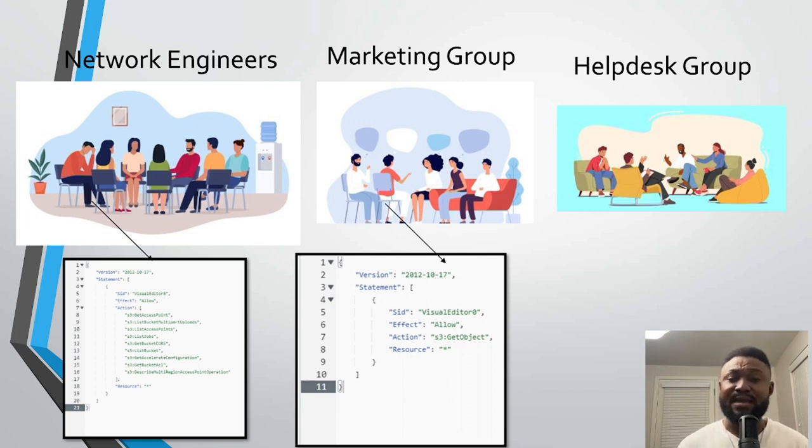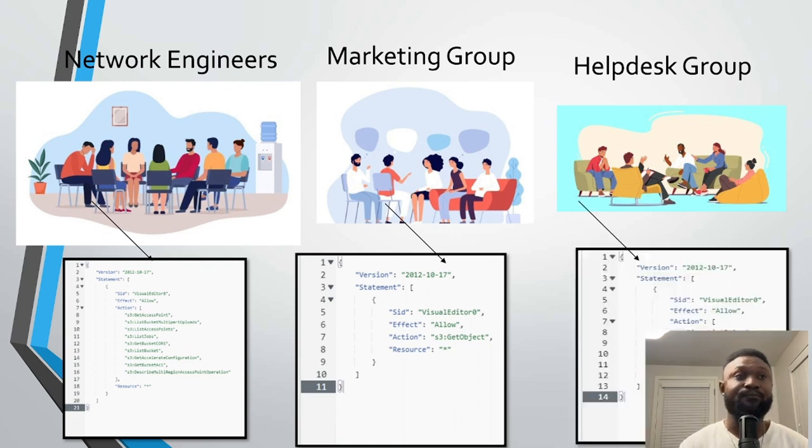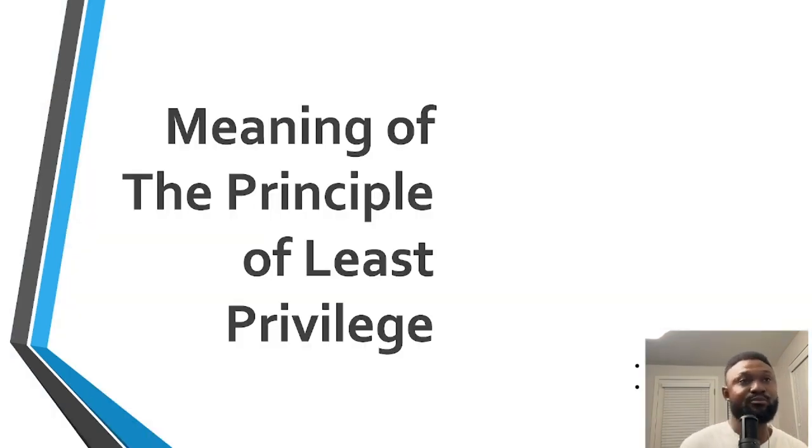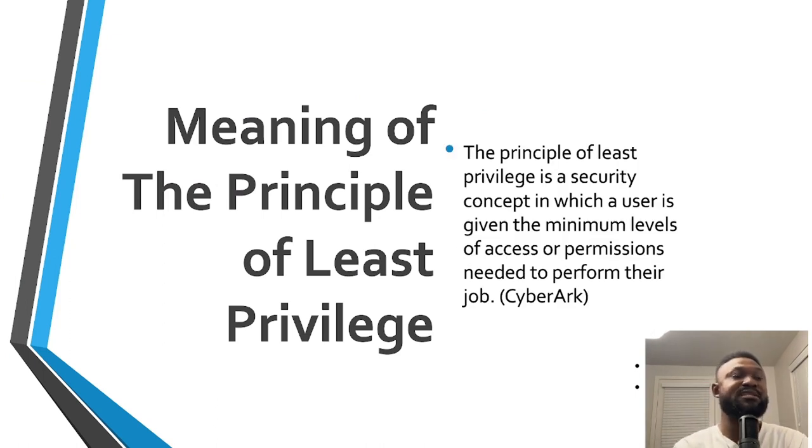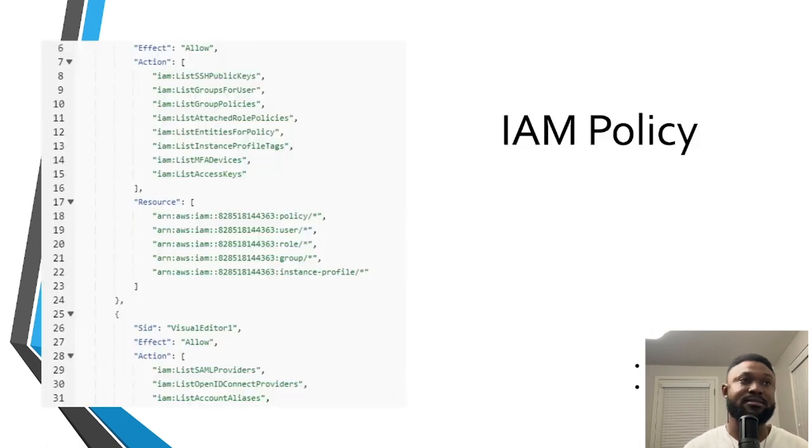And I think that as an IAM manager, that is our job. We make sure that the users that are going to perform certain functions on EC2 have what they are supposed to have, and we implement the principle of least privilege to define what they can do and what they cannot do on AWS, right? The same thing also with the help desk group. So this is the meaning of the principle of least privilege, and I got this definition from CyberArk, and it says that the principle of least privilege is a security concept in which a user is given the minimum levels of access or permissions needed to perform a job, like what I just explained.